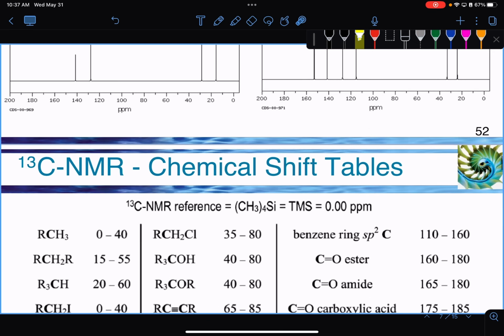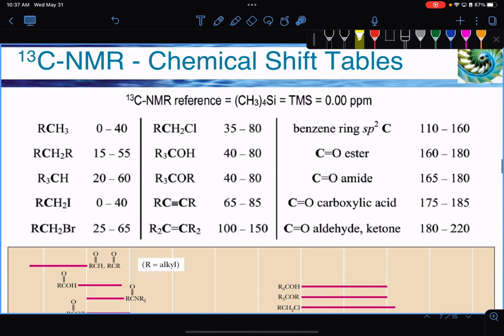Okay, and then chemical shift. This one I'm not going to spend too much time on. We'll just be going over and saying, hey, you have the chemical shift table, and now you can get some information out of it. We're not going to be focusing on the chemical shift for the carbon NMR for this lecture.